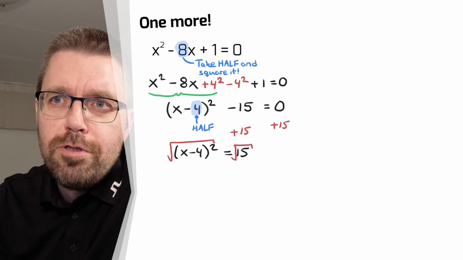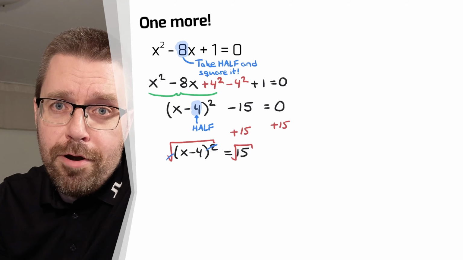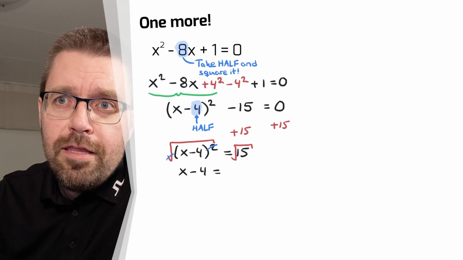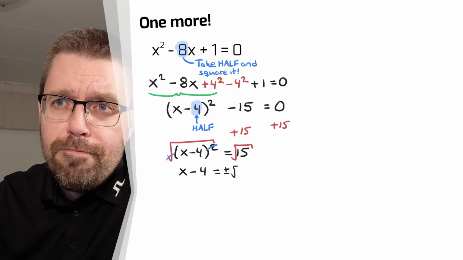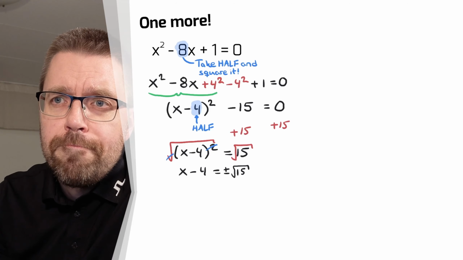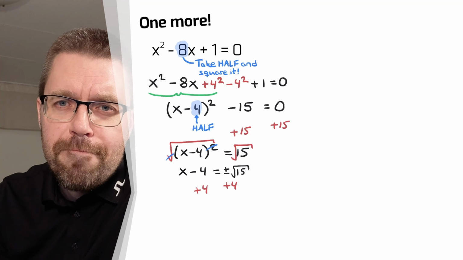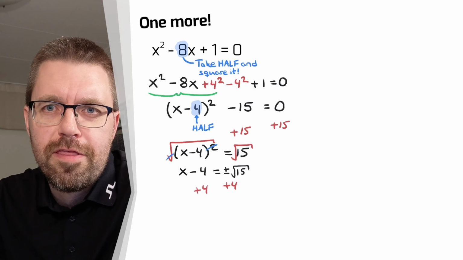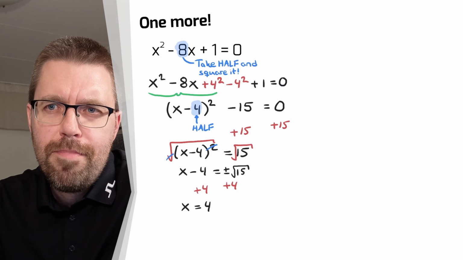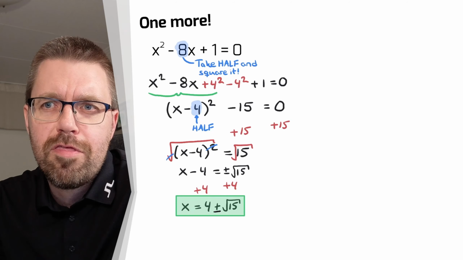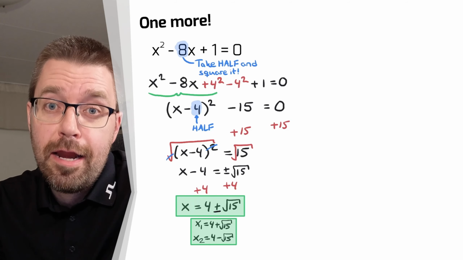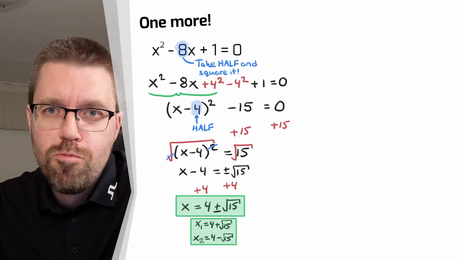I take the square root on both sides. I remember to write the plus and minus sign at the right here. And then I add 4 to both sides. And then I have my solutions right here. X equals 4, and then plus minus square root of 15. And I can write them separately as well.